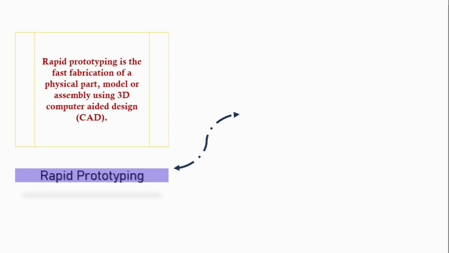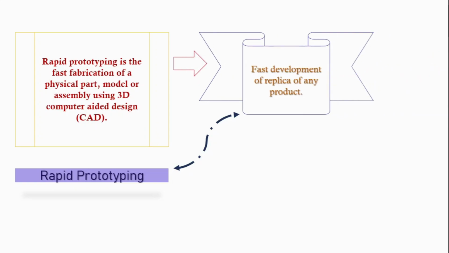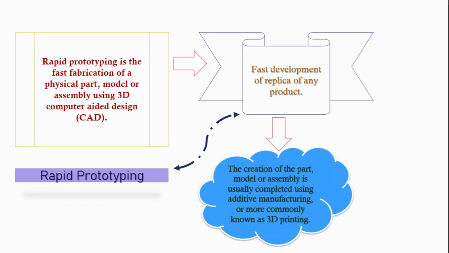Now here we are going to see the definition of rapid prototyping. What is rapid prototyping? It is the fast fabrication of a physical part, model or assembly using 3D computer aided design. So you need a 3D CAD design basically to create a rapid prototyping model. It is the fast development of a replica of any product. That's why the term rapid is there. Rapid means fast.